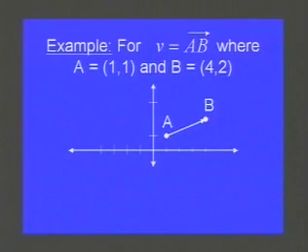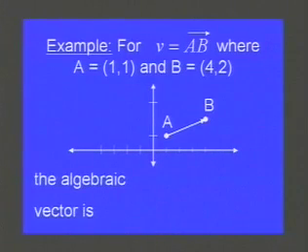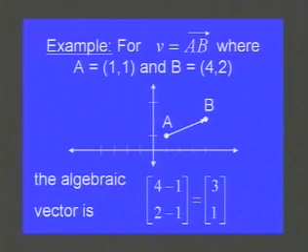All right, let's go back to the example we had before where V was AB and it went from the point (1, 1) to the point (4, 2). The algebraic vector would be, remember what we do is we subtract the x's, subtract the y's. So I want to do 4 minus 1, because 4 was the x value of the terminal point, and then 2 minus 1, because 2 was the y value of the terminal point, and I get (3, 1). So that is my algebraic vector.